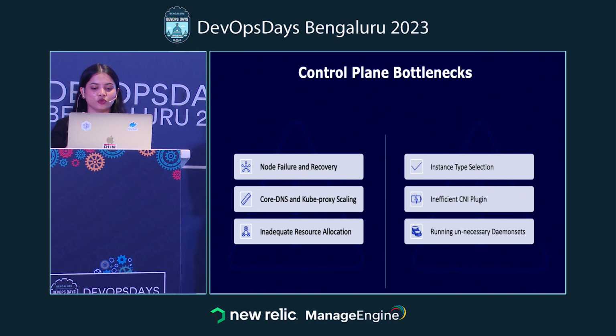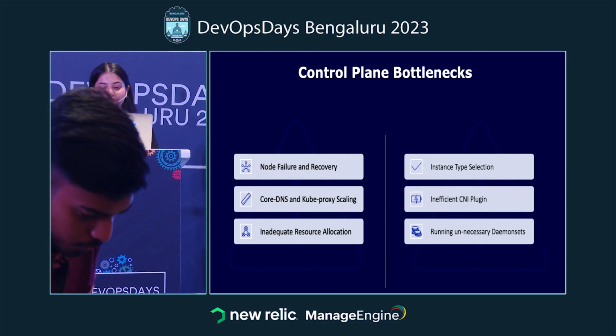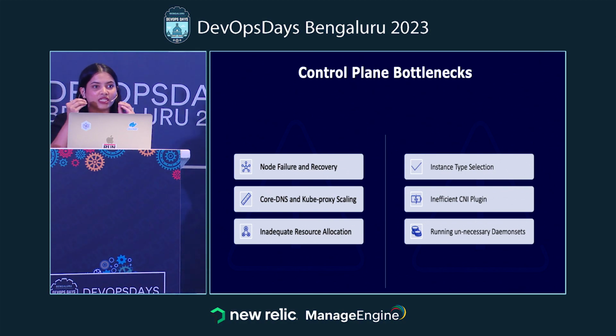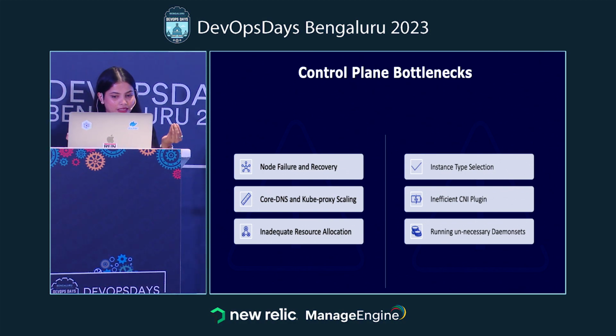Next is very basic, but we often miss it. The choice of EC2 instance type for worker nodes can affect the overall network performance. So choose the EC2 instance type very wisely, monitor the network performance, and consider upgrading to or switching to another instance type as required.